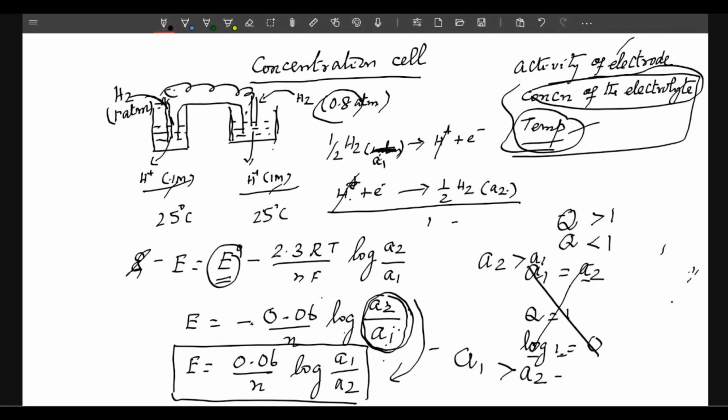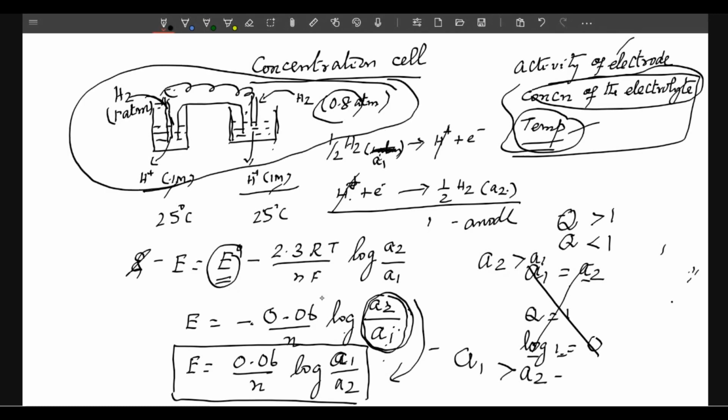Therefore, if you want to derive EMF, the higher activity electrode should be kept as the anode. The lower activity electrode is kept as the cathode. Now, in our diagram, what we have drawn, whether the EMF would be positive or negative, look at the diagram and find out whether it is a positive value or negative value.